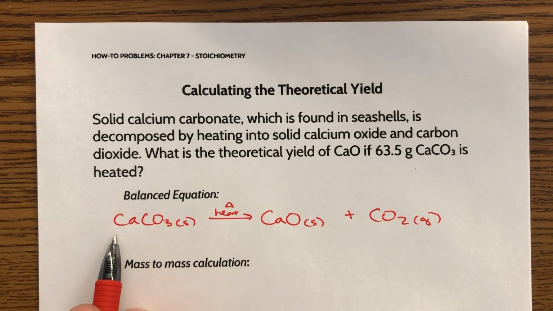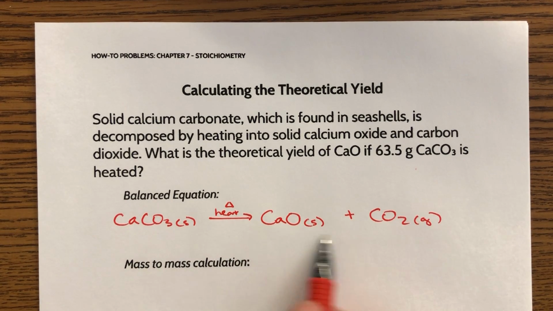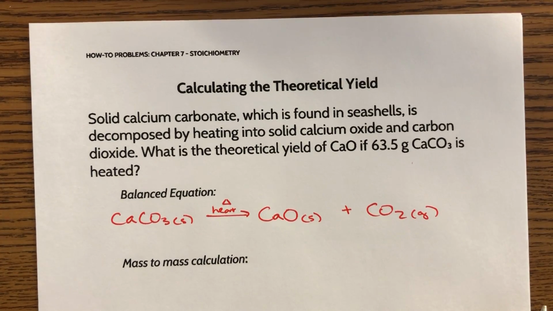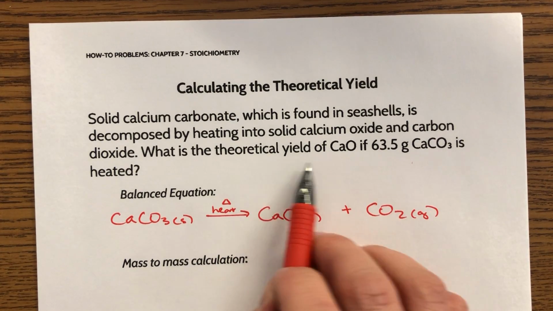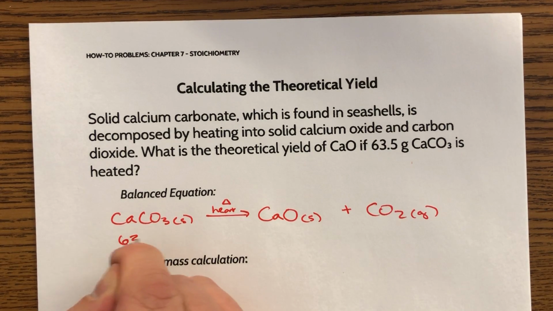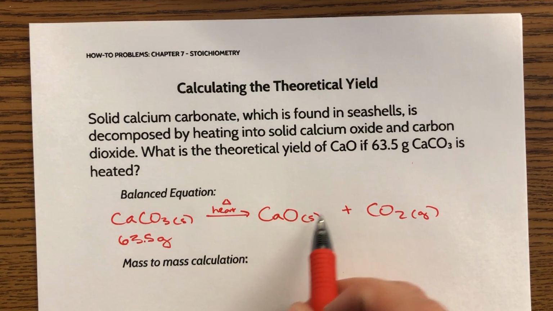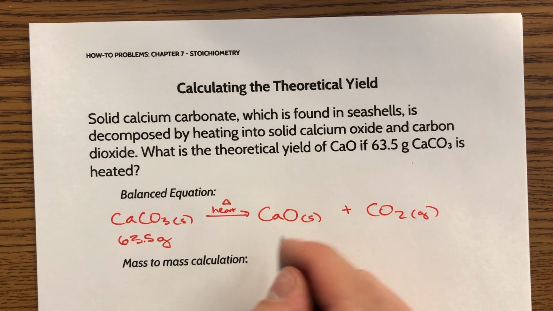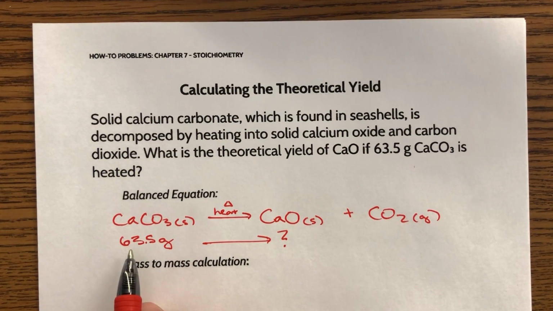So if we look here, we have one calcium, one carbon, 3 oxygens, and 1, 2, 3 oxygens. This is balanced. We don't have to do any more work for this equation. It's already given to us. What we have given to us as far as stoichiometry terms, we have 63.5 grams of calcium carbonate, this reactant which is decomposing. And we're going to find what is the theoretical yield of calcium oxide. How much are we going to make when we decompose this?